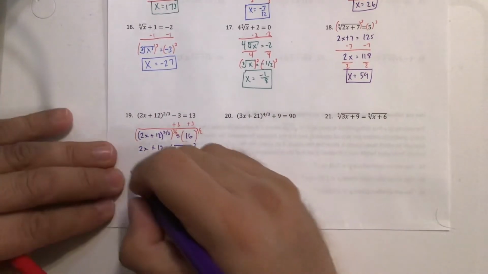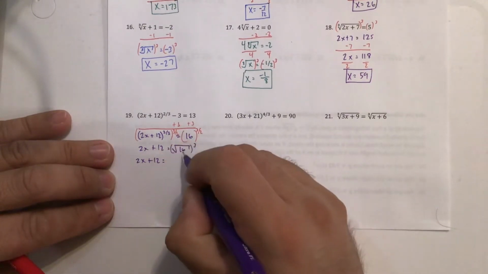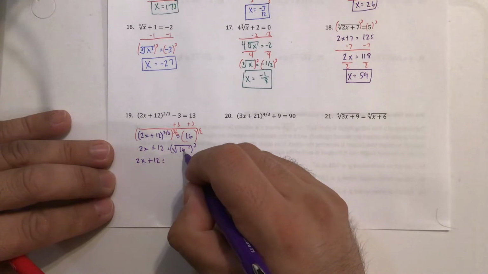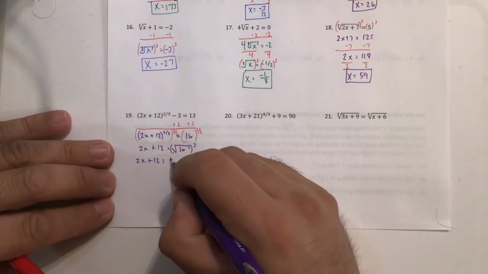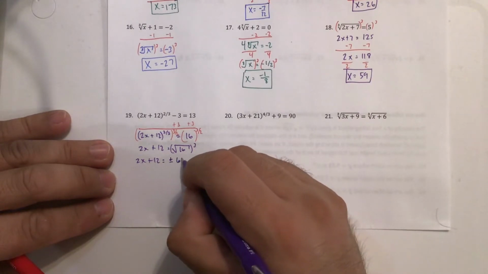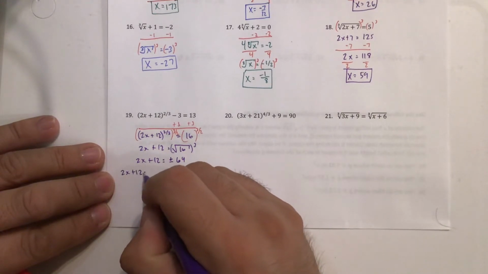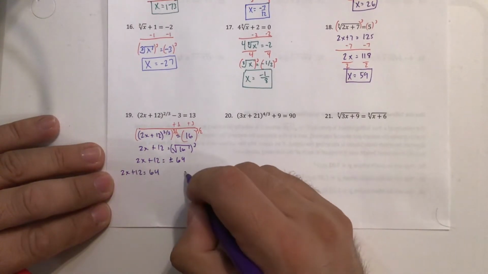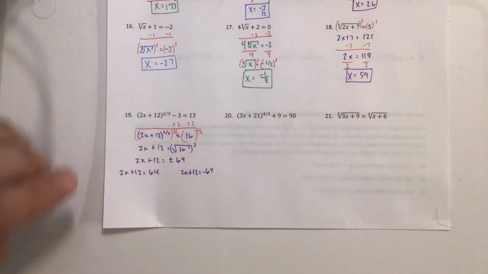Now the reason for this was so you could see that 2x plus 12 equals the square root of 16, which is 4, and 4 cubed is 64, but since we took an even root, we have to put plus or minus. So we're going to set up 2 equations to solve. The first one is 2x plus 12 is equal to positive 64. 2x plus 12 is equal to negative 64.